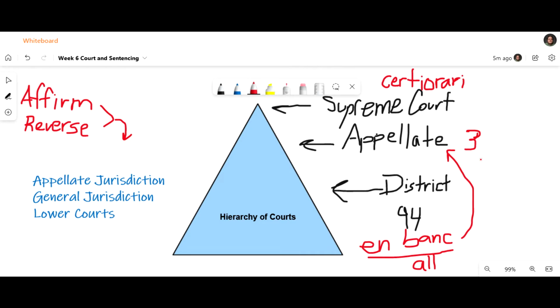So I pose to you, how do we solve the problem of a high volume of criminal cases that are slowing down the system? That may be the discussion board question. Who knows? All right.